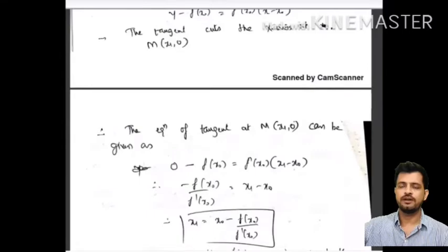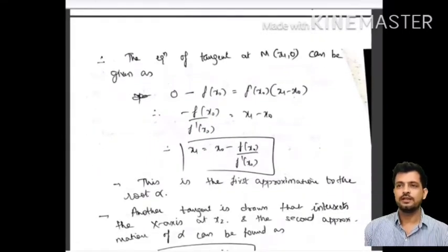Now for the tangent at point M, we again replace x and y by x1 and 0. In y minus y1 is equal to m into x minus x1, in place of y I place 0 and in place of x I place x1. So our equation reduces to 0 minus f of x0 is equal to f dash of x0 into x1 minus x0.